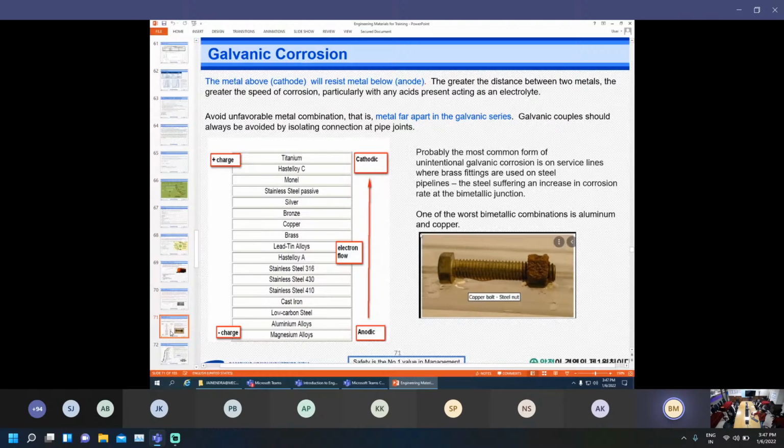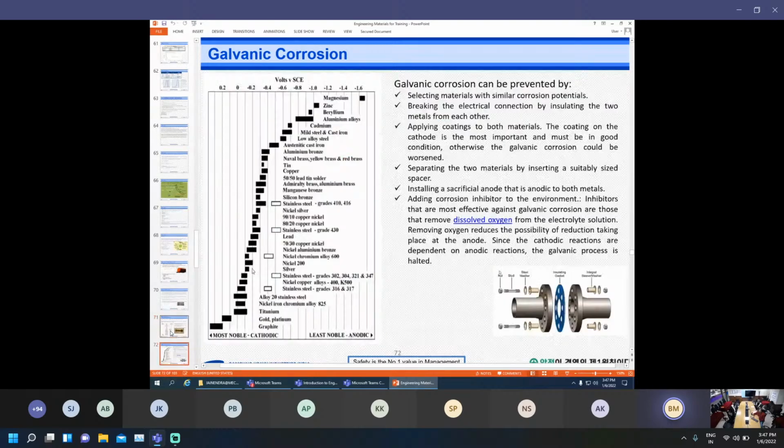How are you going to take care of it? Avoid connecting these two different charged materials, cathodic and anodic. This is a galvanic series. It is a diagram of volt versus SE.